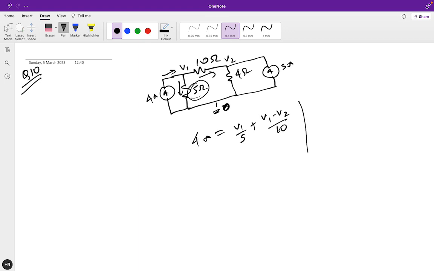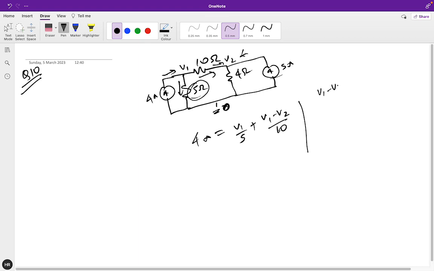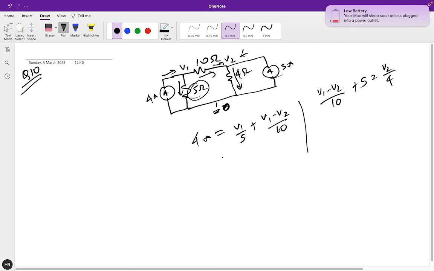What will be the other equation? Apply the KCL and get the answer. 5 ampere is entering. So at the second node, the overall entering current is (v1 minus v2) by 10 plus 5 ampere. These two currents are entering and the outgoing current is v2 by 4, so it will be equal to v2 by 4. Solve these equations and get the values of v1 and v2.